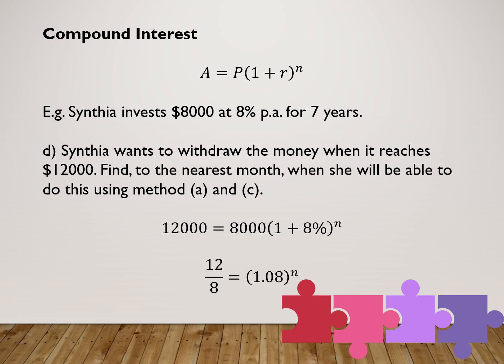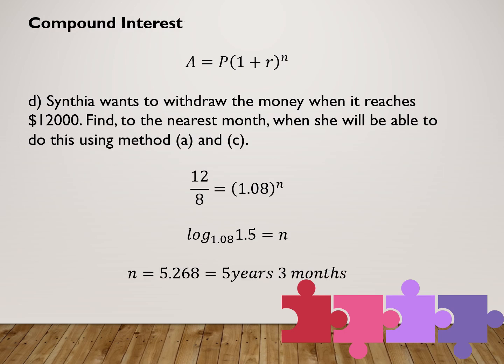Subbing in the values for the first one, you get 12,000 equals 8,000(1 plus 8%)^n. Dividing by the 8,000, you get 12 over 8 equals 1.08^n. You can hopefully see that's a log. 12 over 8 turns out to be 1.5. So I get log base 1.08 of 1.5 equals n. So n is 5.268. If you want to change that to months, one way to do it is subtract the 5, because that's the years. You're left with the 0.268 plus the other decimals, times that by 12, and it's 3 and a bit months. So 3 months is what we round to.